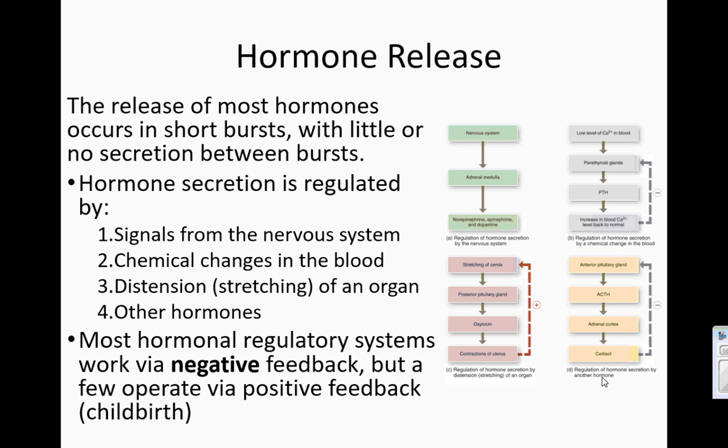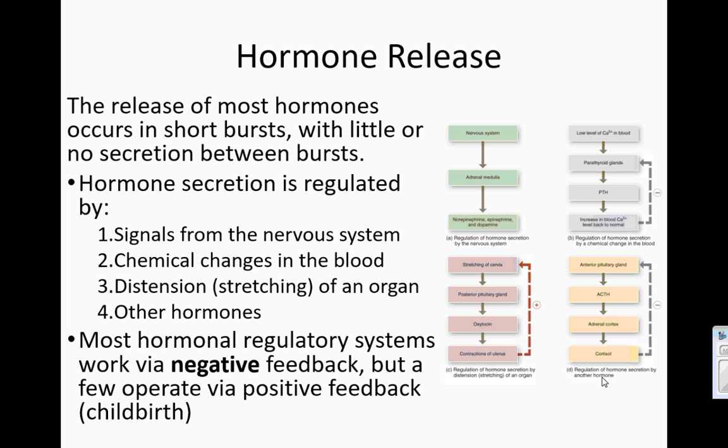Chemical changes in the blood. I was just talking about high blood sugar, low blood sugar. Okay, well, over here on the right, they're using low blood calcium as a stimulus for secretion. When we are low in blood calcium, what we call hypocalcemia, we stimulate the release of parathyroid hormone from the parathyroid glands. It does certain things, we'll learn about what those are on Friday, that elevate blood calcium.